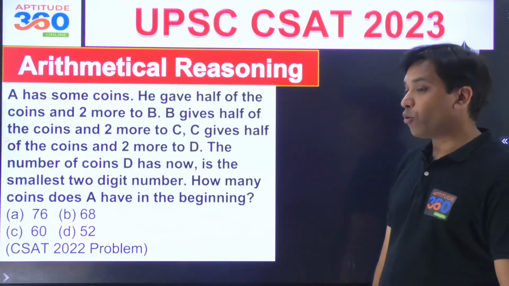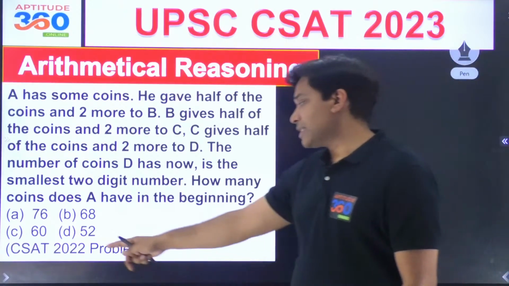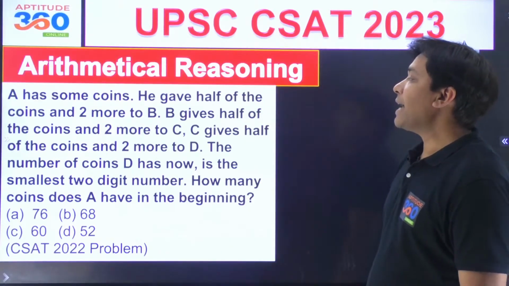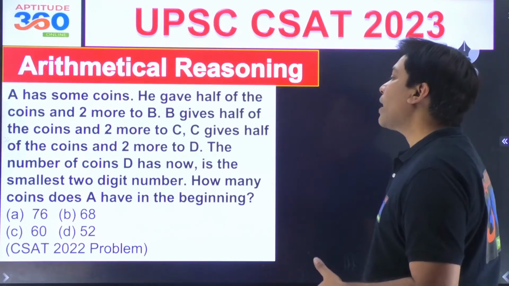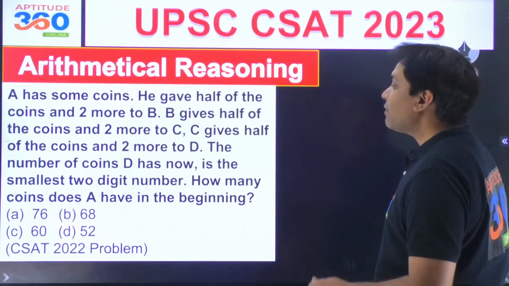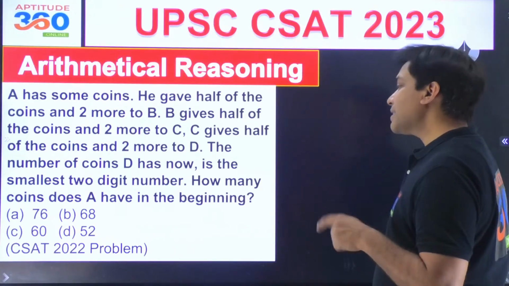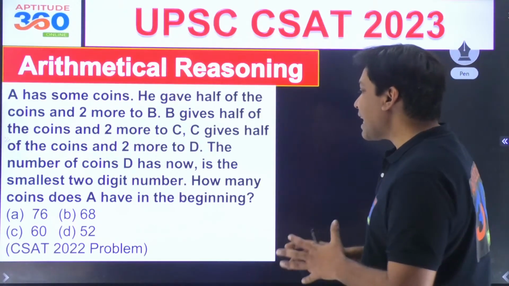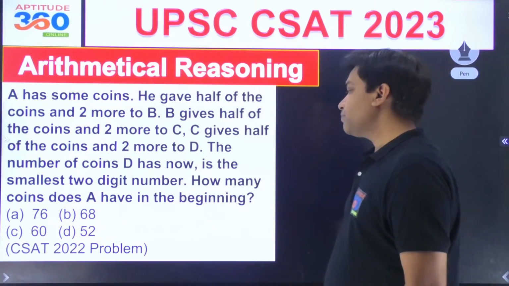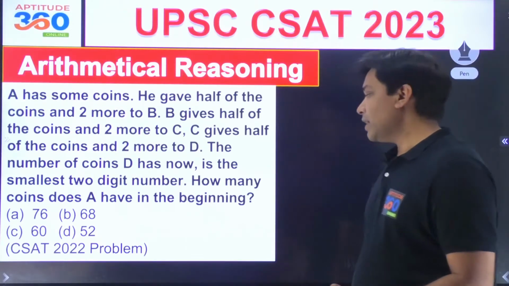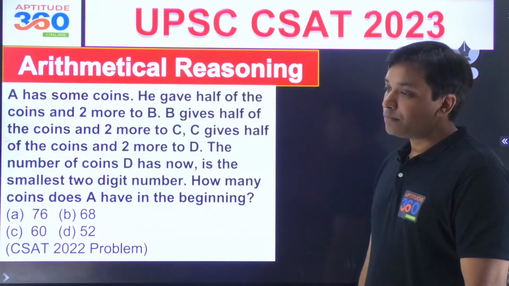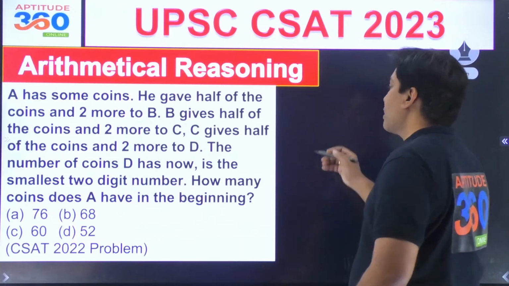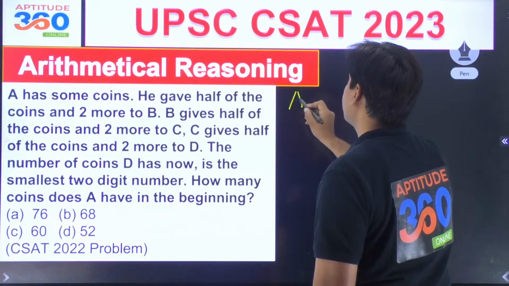A has some coins. So this was asked in CSAT 2022. Last year it was asked in your examination. A has some coins. He gave half of the coins and 2 more to B. Gives half of the coins and 2 more to C. B and C give half of the coins and 2 more to D. The number of coins that D now has is the smallest 2-digit number. How many coins does A have in the beginning? So take your time.